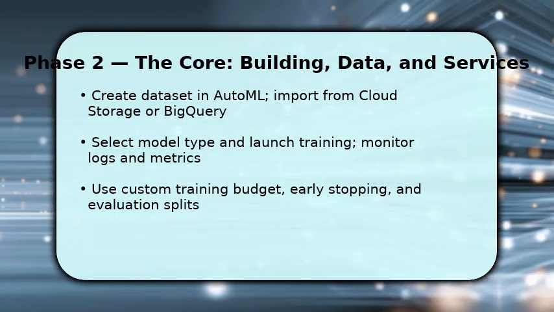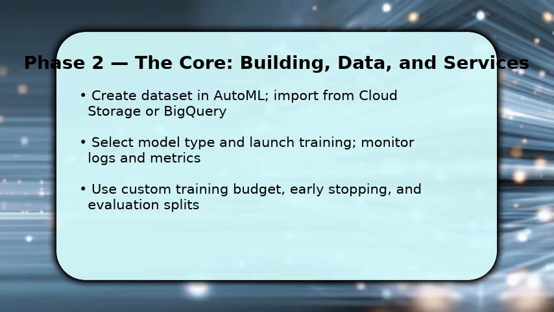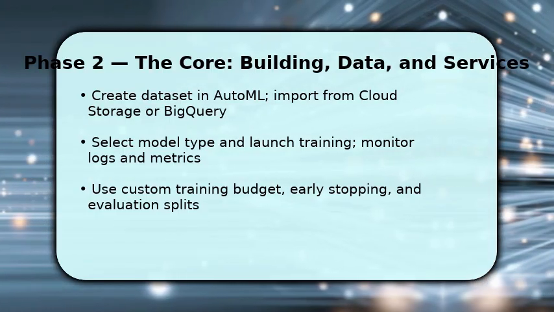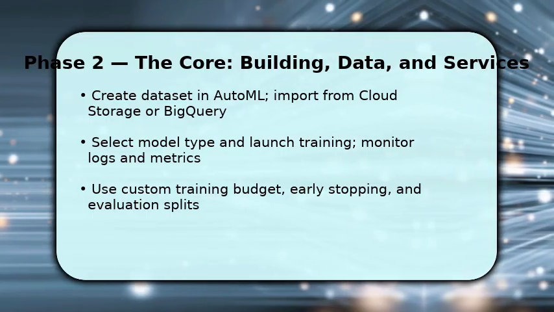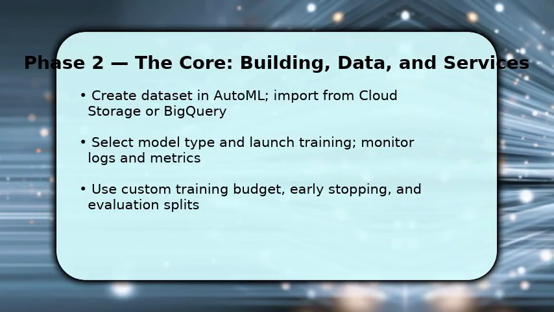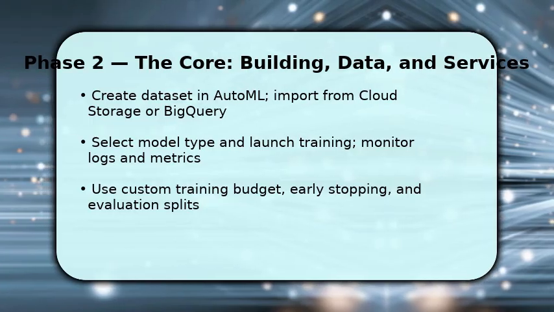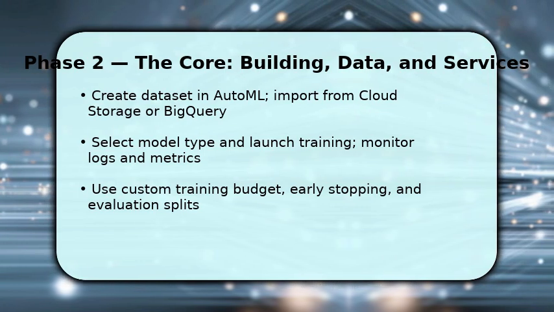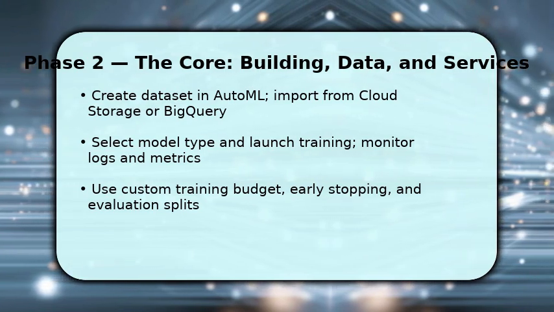More hours generally improve accuracy but cost more. During training, monitor logs, loss curves, and evaluation metrics. Make adjustments like changing augmentation, feature preprocessing, or budget. If results lag, iterate on data quality, increase labeled examples, or adjust model settings to reduce overfitting.